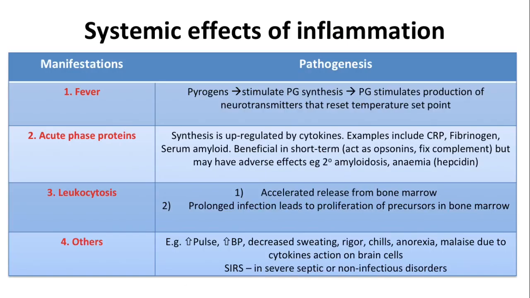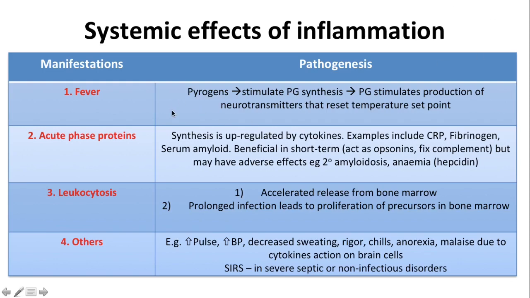As opposed to the cardinal signs of inflammation, which are local effects of inflammation, effects of cytokines can also lead to more widespread systemic manifestations, or what we call systemic effects of inflammation. There are several main systemic effects of inflammation that you should know of, and these include fever. Second one, acute phase proteins production. The third one is leukocytosis, and the fourth are the constitutional symptoms and signs. And they all have their individual pathogenesis, which is summarized here.